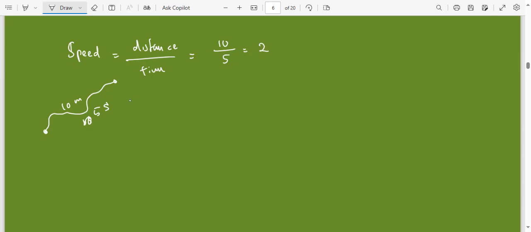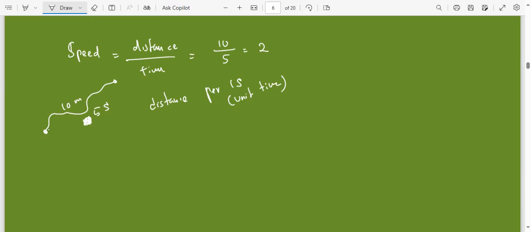So a speed of 2 means that if you want to travel this 10 meters within 5 seconds, you have to travel 2 meters every second, right? Therefore, we can identify speed as distance traveled per 1 second, and 1 second we can call unit time. So speed means distance traveled per second, or distance traveled per unit time. We calculate it using the equation distance divided by time.